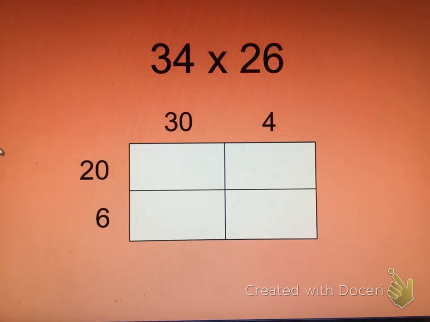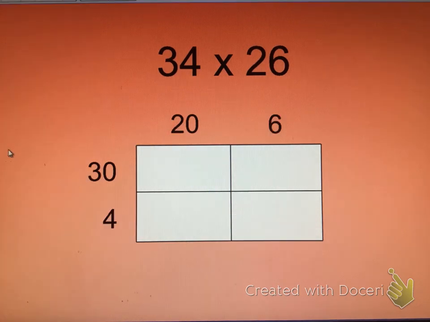Now, as you can see, I've drawn a table that consists of 2 columns and 2 rows. This is because we are multiplying a 2-digit by another 2-digit number. Please note, it makes no difference if I had written the 30 and the 4 on the side of the table and the 20 and the 6 on the top. We're going to get the same products when we multiply.